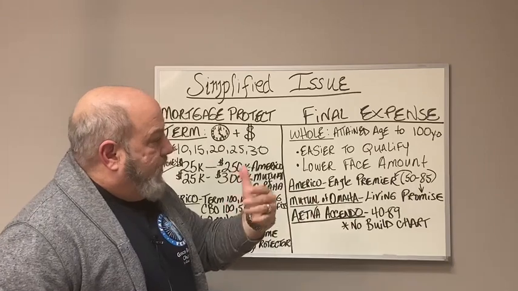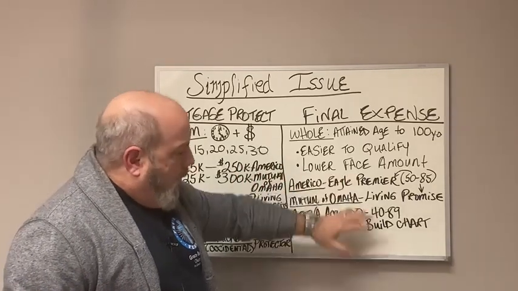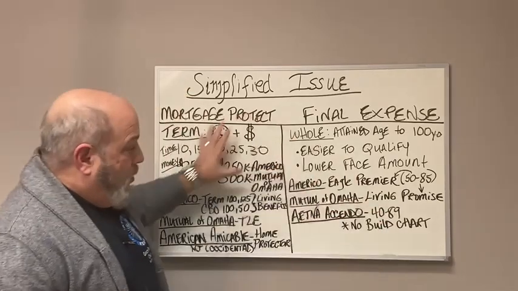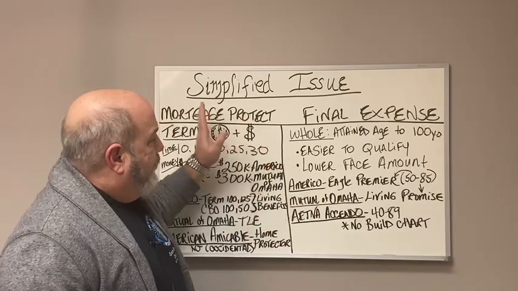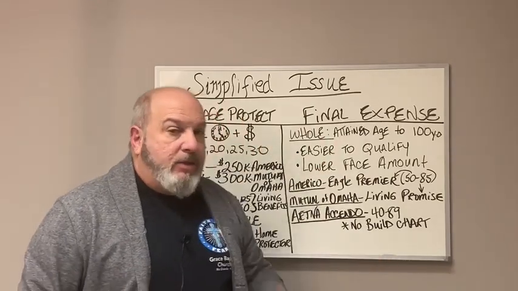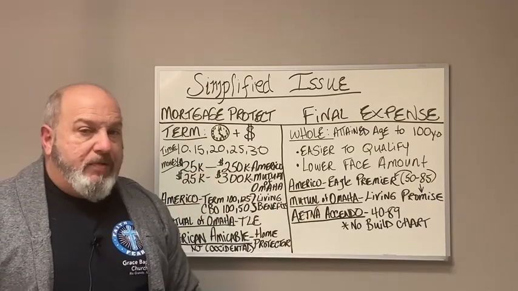They had cancer, either surgery or treatment. They're 2 years out of treatment. They can qualify for one of these products. They won't qualify for term. They will qualify for this. So, mortgage protection, final expense. Get familiar with the terms, and we'll give you more detail in further videos.